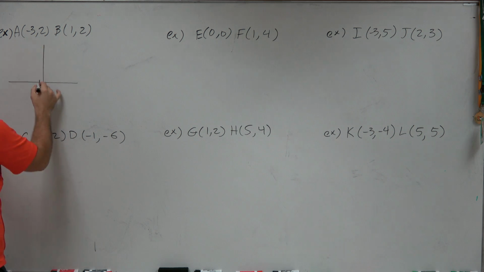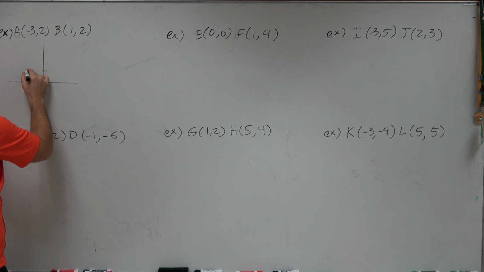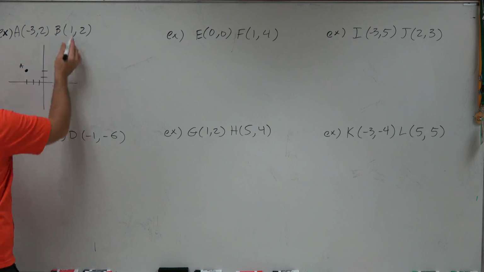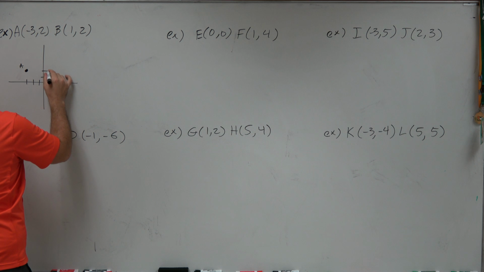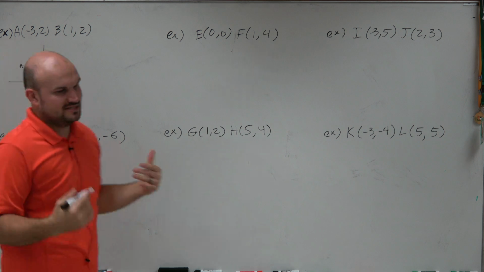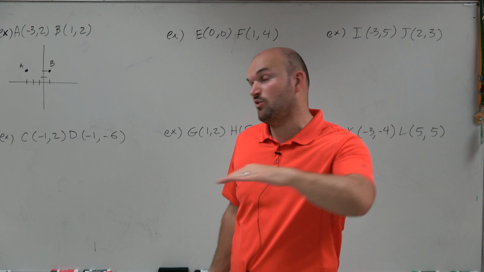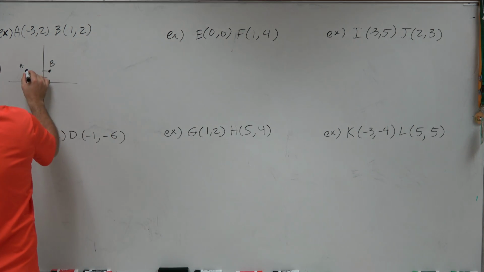So I have A at -3, 2. And whenever you plot a point, make sure you label it. And then I have another point at 1, 2. So when I want to find the distance, you can see that the distance between these 2 points is a horizontal distance. So it's almost like it's on a number line again, right?